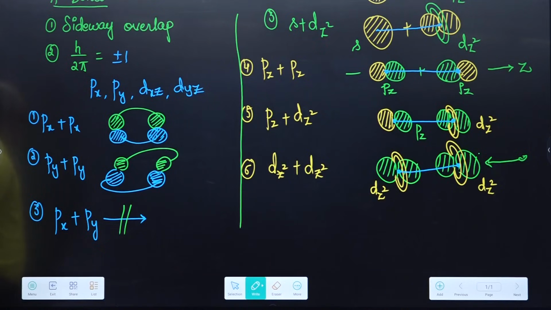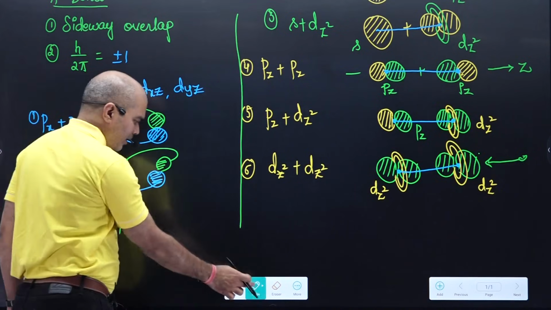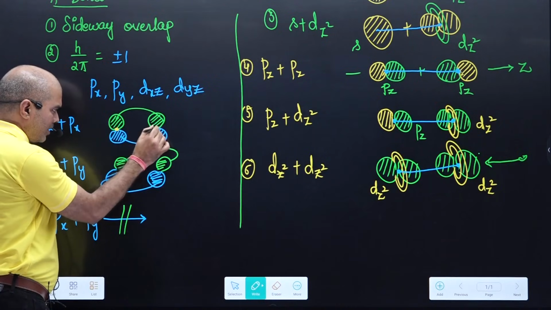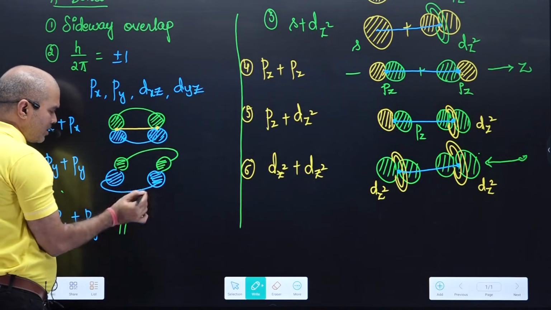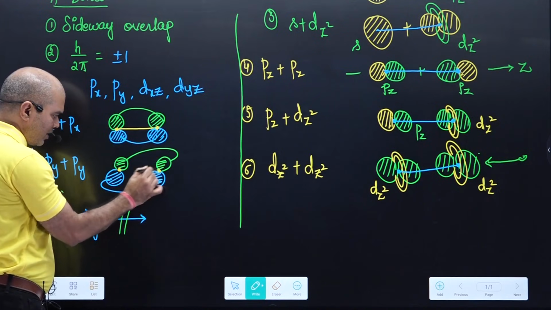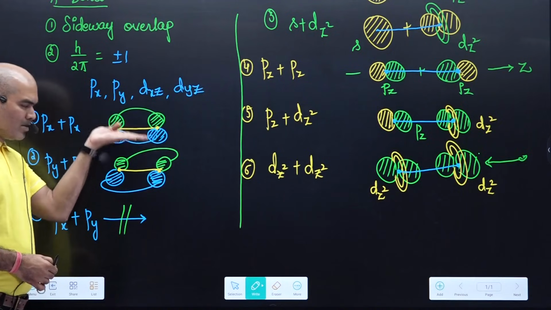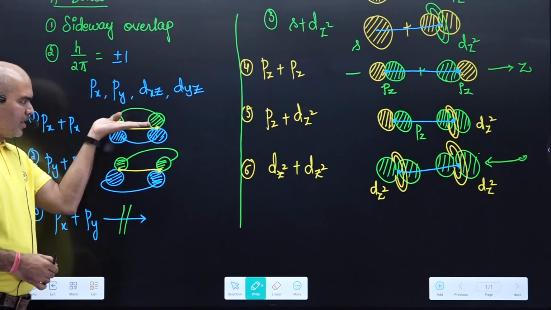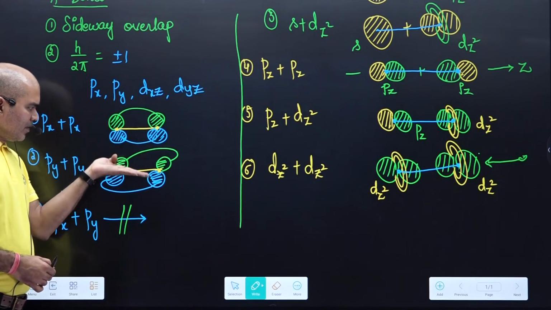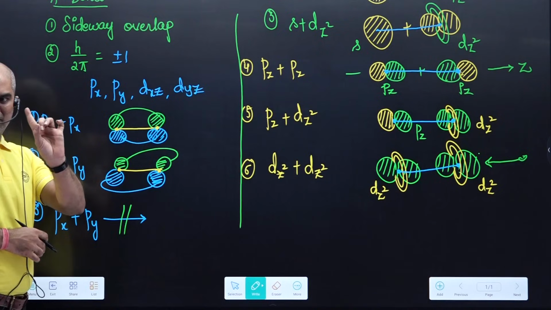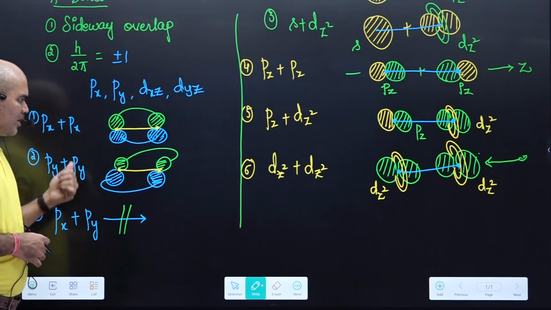Between the internuclear axis, do you find any node? Yes, you find it. Where do you find it? If this is nucleus, this is the internuclear axis. This is nucleus, this is the internuclear axis. So above is plus, below is minus. So along the internuclear axis there is one node. Whatever combination you take, you will get only one node. Okay? That is a pi bond.